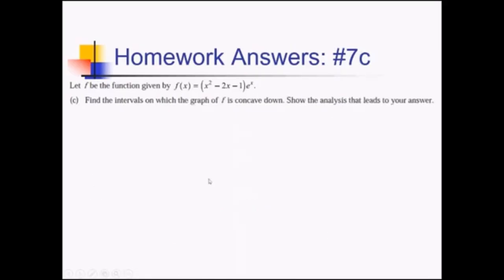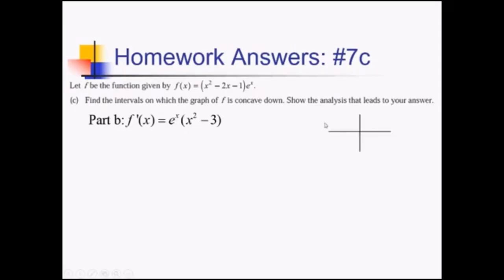For this last problem part, they want the intervals on which the graph of f is concave down with analysis. So for this, I need to know where f double prime is negative, but I need to find f double prime first. So here is f single prime from part B. This was the simplified version of it, which I'm really glad now that I simplified it at some point. So for this, I'm going to need the box and ribbon, a product rule to take the derivative of this.